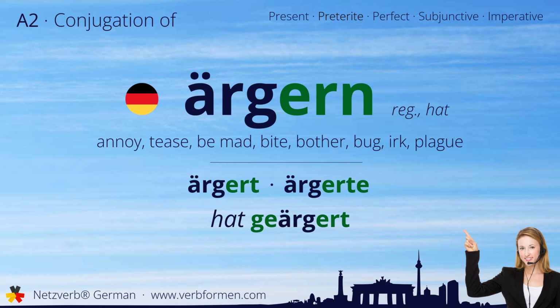Today we're going to learn how to conjugate the German verb ärgern. Watch and listen to the forms carefully. Let's start with the stem forms. Ärgert, ärgerte, hat geärgert. Now let's move on to the tenses.